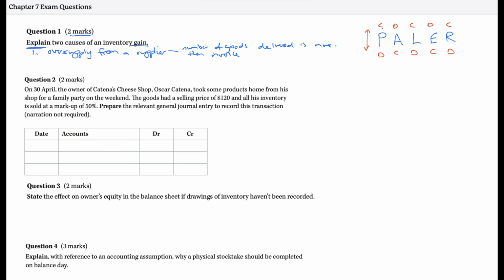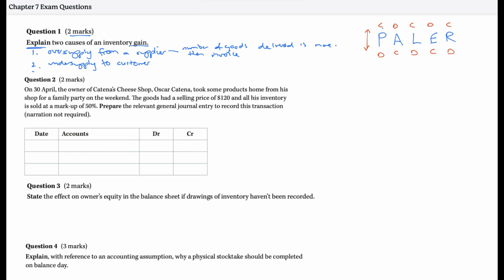The second reason is we could also have an undersupply. Now, this would occur not from a supplier. That might be a reason for an inventory loss. This might be an undersupply to a customer. So we, for example, recorded we were going to give them 10 widgets, but we only gave a customer 8. When we did our count, we'd find 2 extra, hence we would have more.